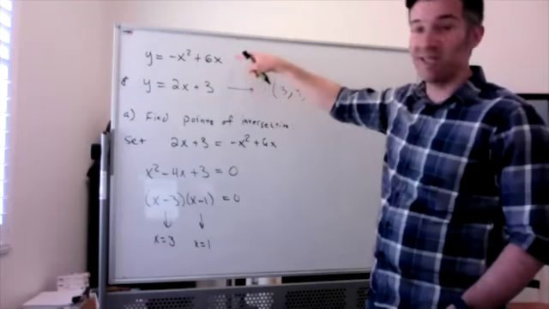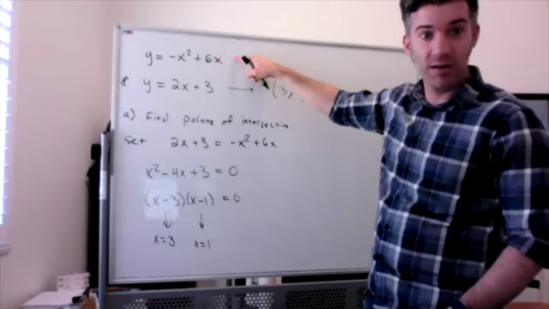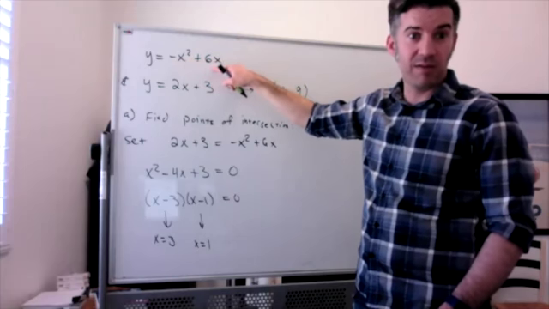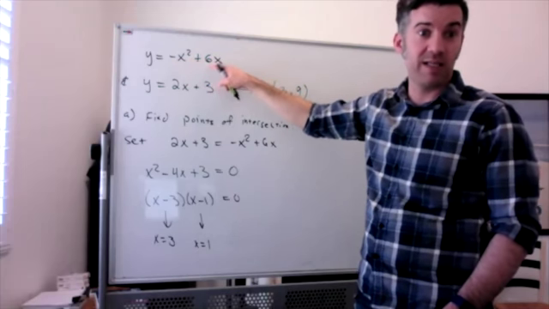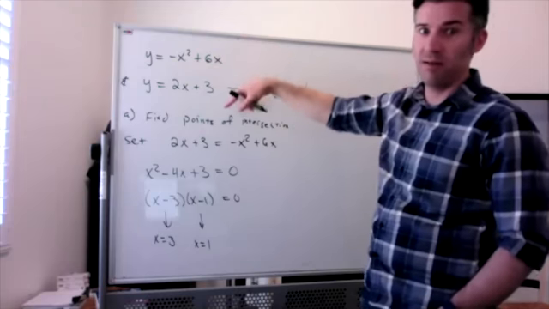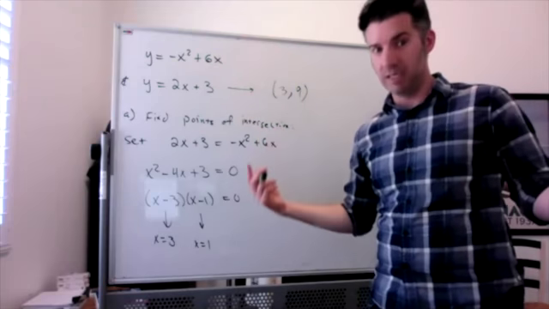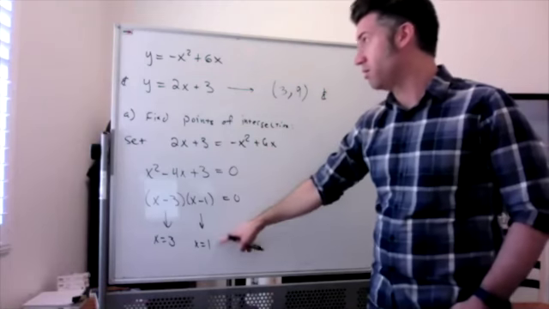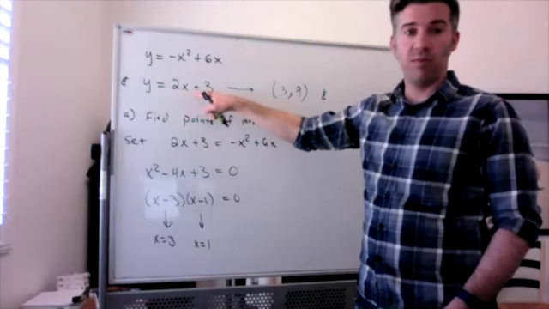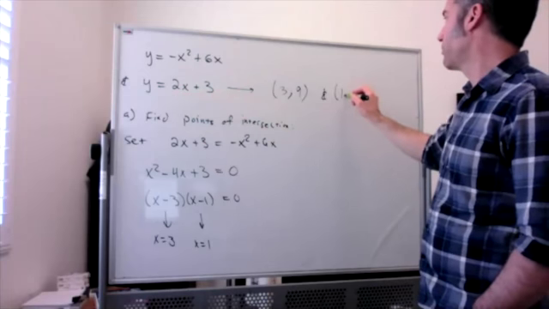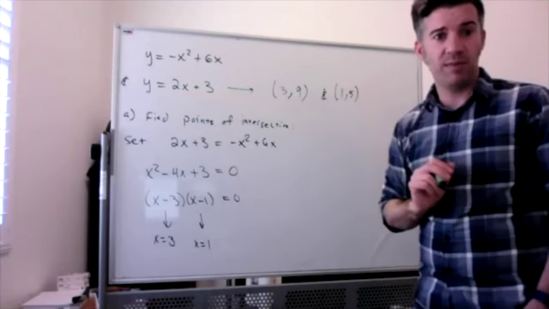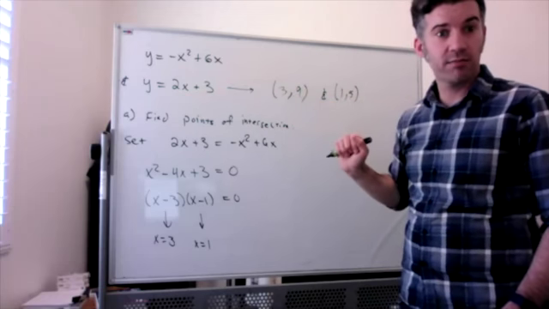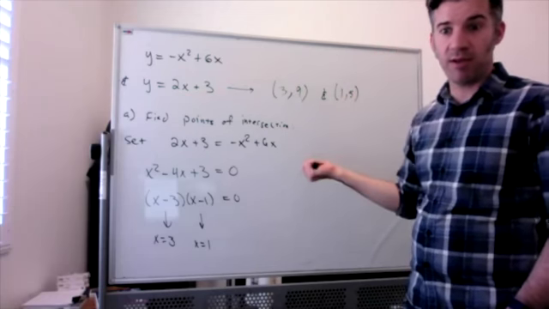I would also get the same thing if I plugged in 3 here and got negative 3 squared, which is negative 9, plus 6 times 3, which is 18, and negative 9 plus 18 is 9. So you can pick either one. If you pick either one, you usually want to pick the easier one. And then we're also going to get, if we plug in 1, 2 times 1 is 2, plus 3 is 5. So those are the places where this parabola and this line intersect. And then the second part is I actually want to draw it.